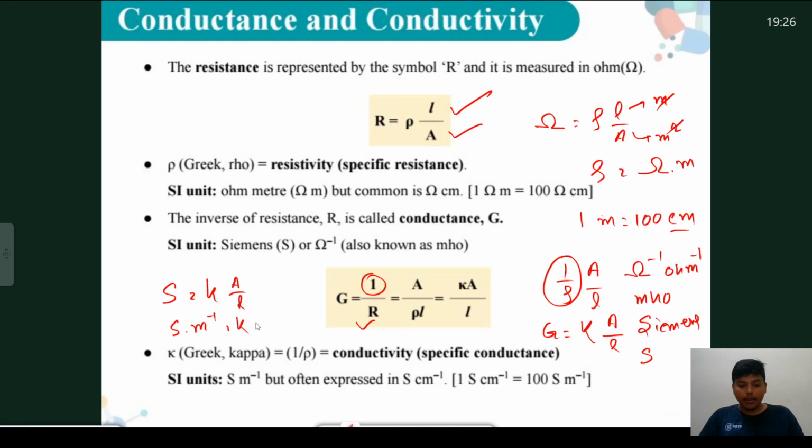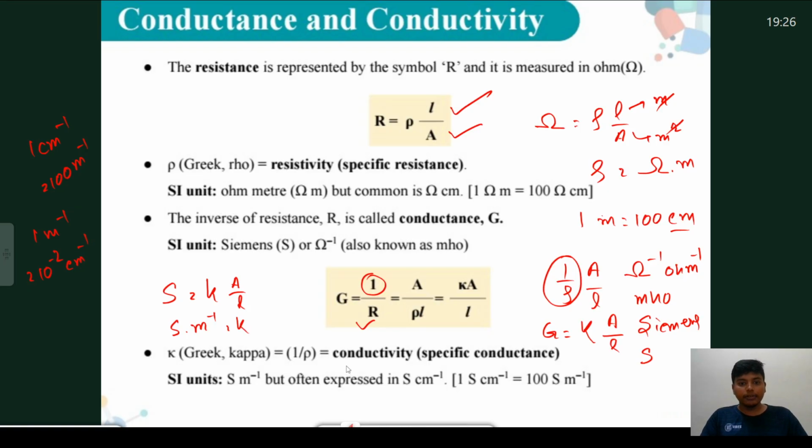Now remember one thing: 1 centimeter inverse is equal to 100 meter inverse. Reversing this, 1 meter inverse is equal to 10 power minus 2 centimeter inverse, whereas 1 meter is equal to 100 centimeter. That kind of unit conversion you need to understand properly.